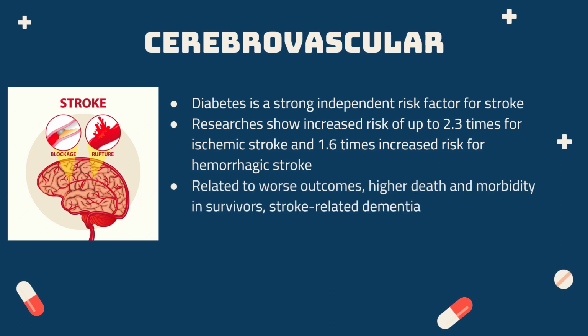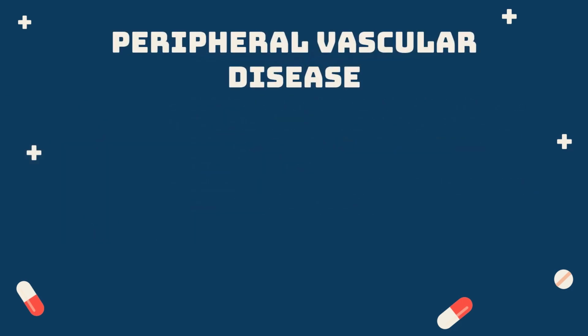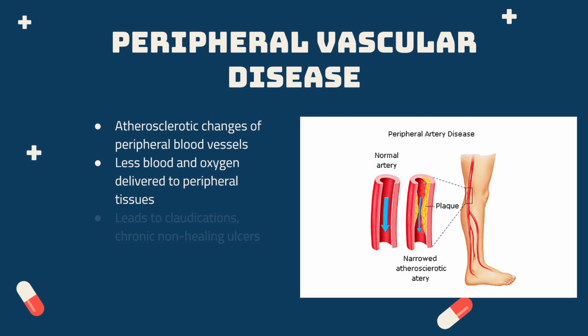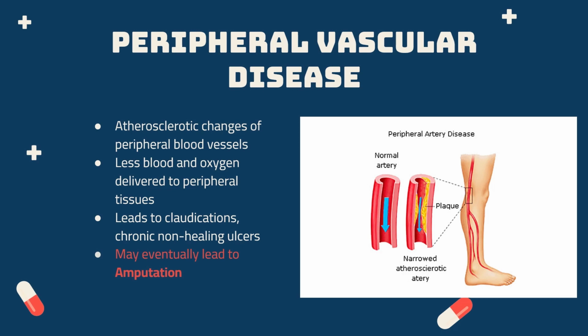Patients with diabetes who suffer a stroke have also shown worse outcomes, higher death rates and morbidity, and increased percentages of stroke-related dementia. As mentioned before, diabetes can lead to atherosclerotic changes of the blood vessel. If peripheral vessels are affected, the limbs supplied by these arteries will receive less blood and thus less oxygen. Chronically, these will lead to pain with use, non-healing ulcers, and eventually may lead to amputation if complications occur.